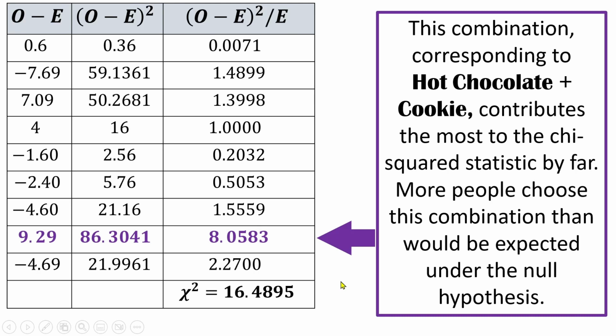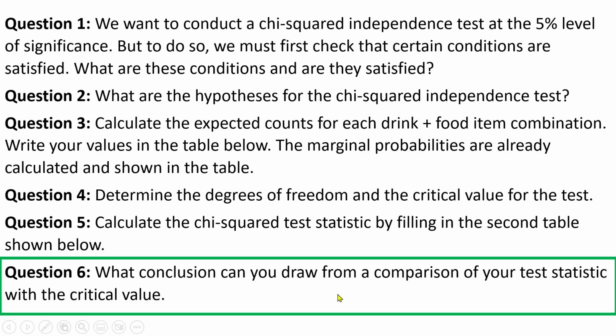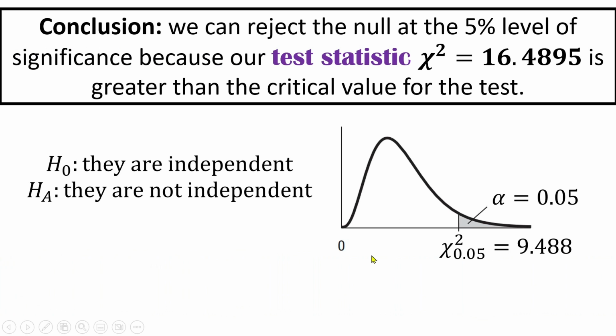Now, of course, in the end, we still have to compare our chi-squared statistic to the critical value, and then we can make our decision. So, going to the table, we can see that our chi-squared statistic is much bigger than our critical value. The chi-squared statistic is very far to the right of our critical value, and so that gives us reason to reject the null hypothesis.